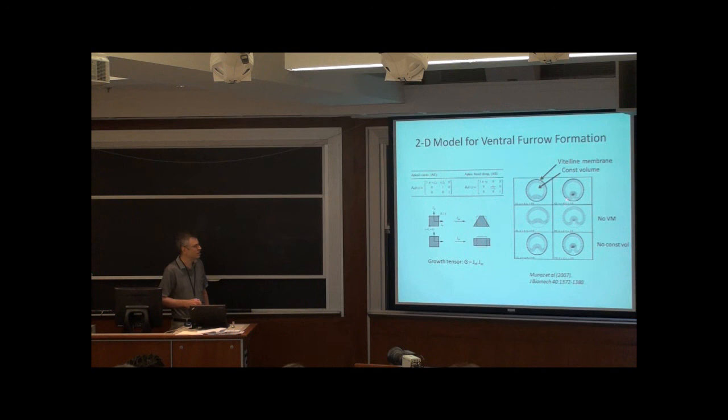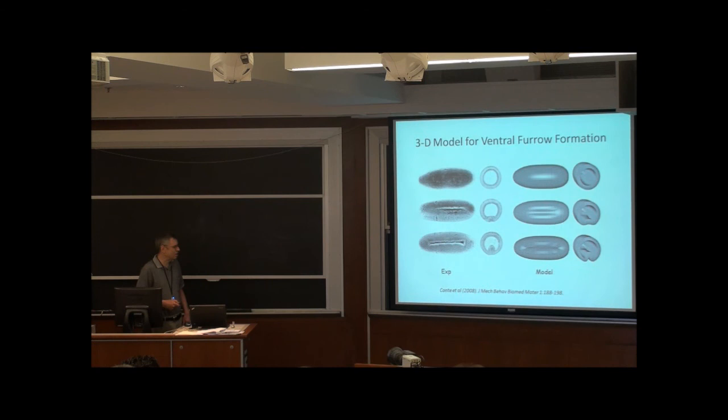Looking at their full model, they can get a complete tube to form, as Odell et al. did. And they look at the effects: if you remove the vitelline membrane, they don't get the same tube. If you don't have the constant volume, you can see how the shape is changed. And now more recently, Conti et al. extended this model. This is really the same group. They extend this model to three dimensions. And again, this is experiment, this is the theory, and you can see how they get reasonable shapes.